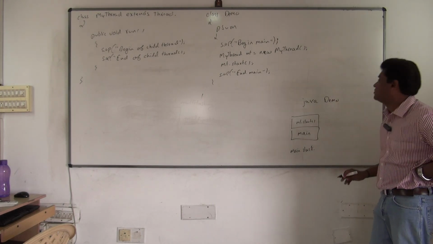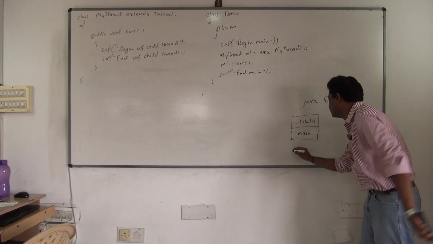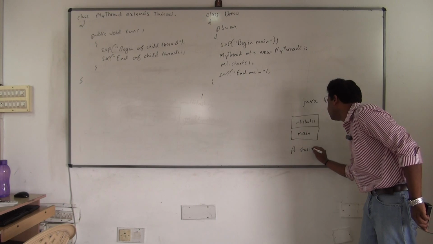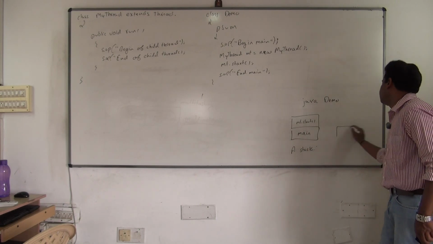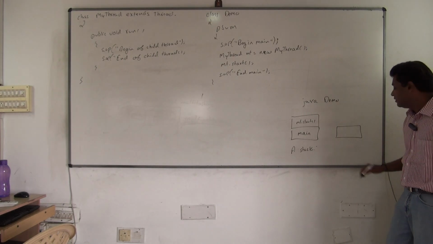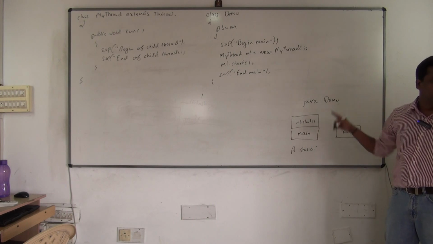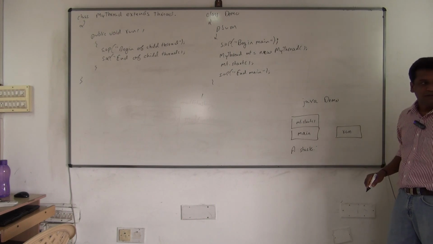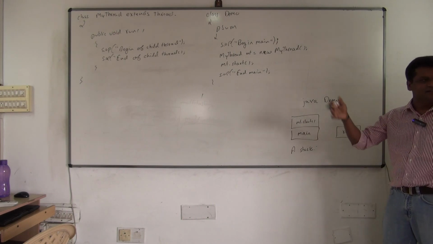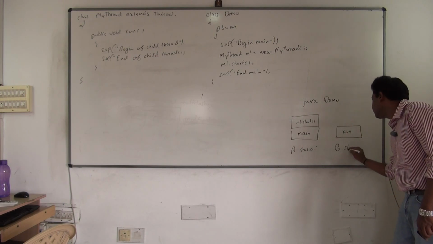Or main thread, this is called the A stack, simple. As soon as you say start, one more new stack will be created, and in this stack you will have the run method. That run method will be present here. Understood? This run method can call other methods, we will see later. But this is where you will have the run method. So this is called the B stack.